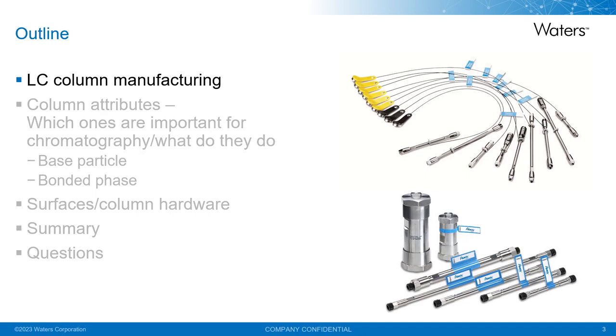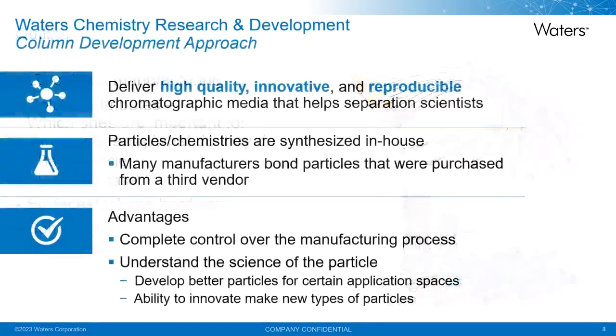So first, let's take a look at LC column manufacturing. Specifically, when it comes to the development of a Waters column chemistry, the goal is to produce high quality, innovative, and reproducible materials that ultimately help scientists now and for the lifetime of their methods. We do this by controlling the entire manufacturing process as all of our particles are synthesized in-house, where some companies may rely on the quality of a third-party vendor to supply the materials.